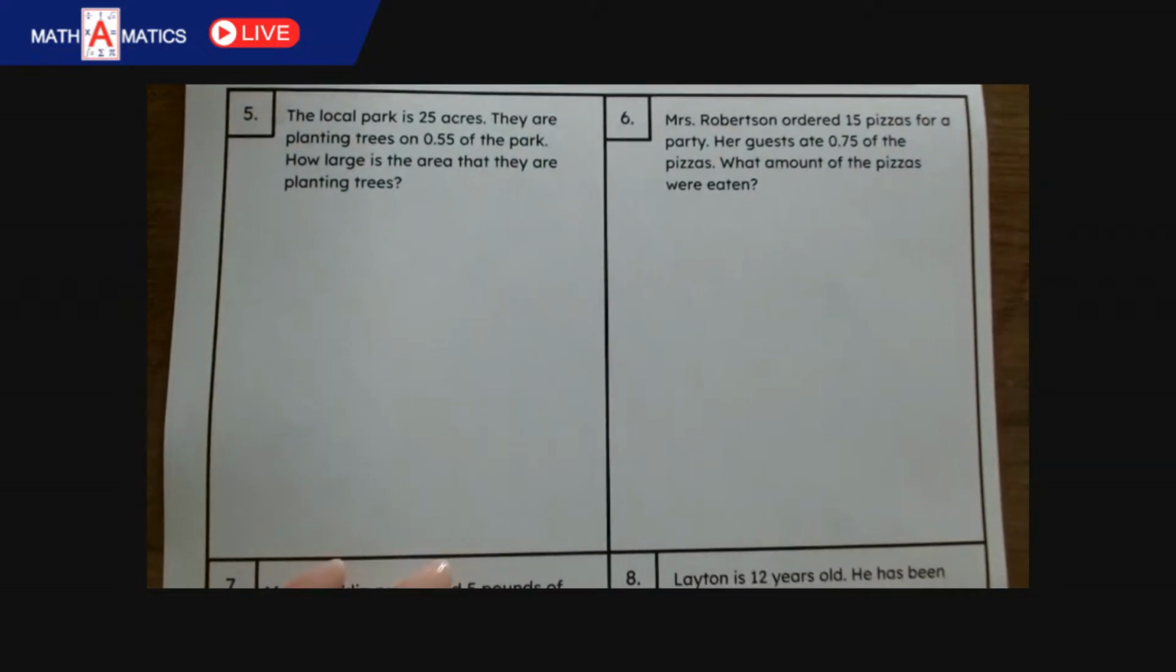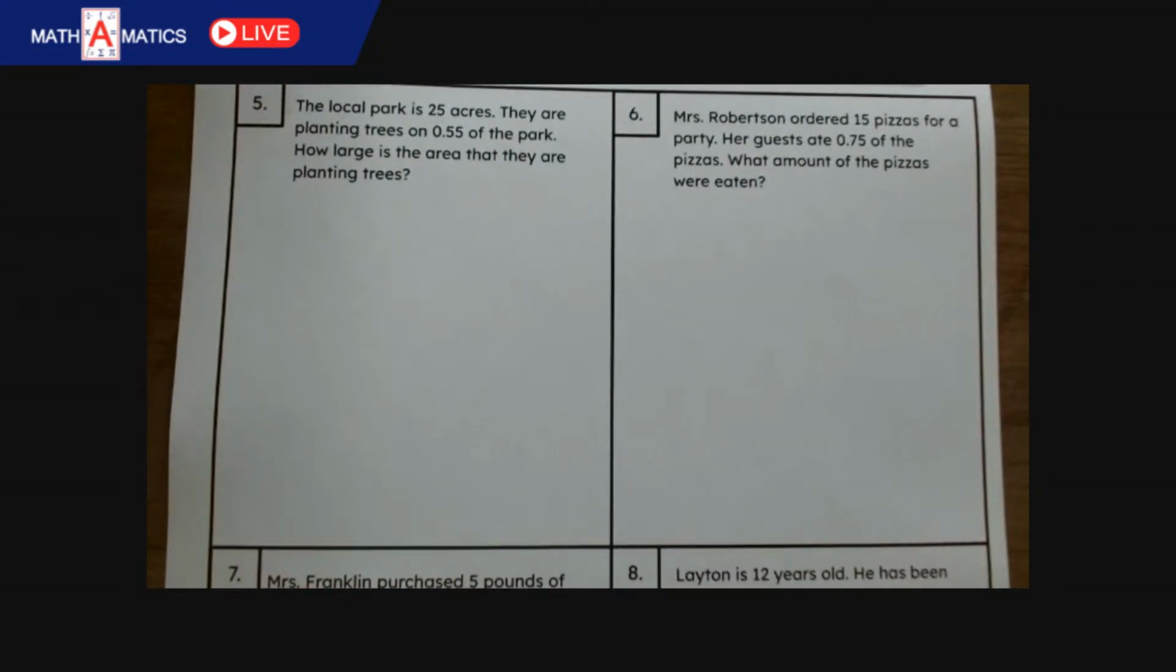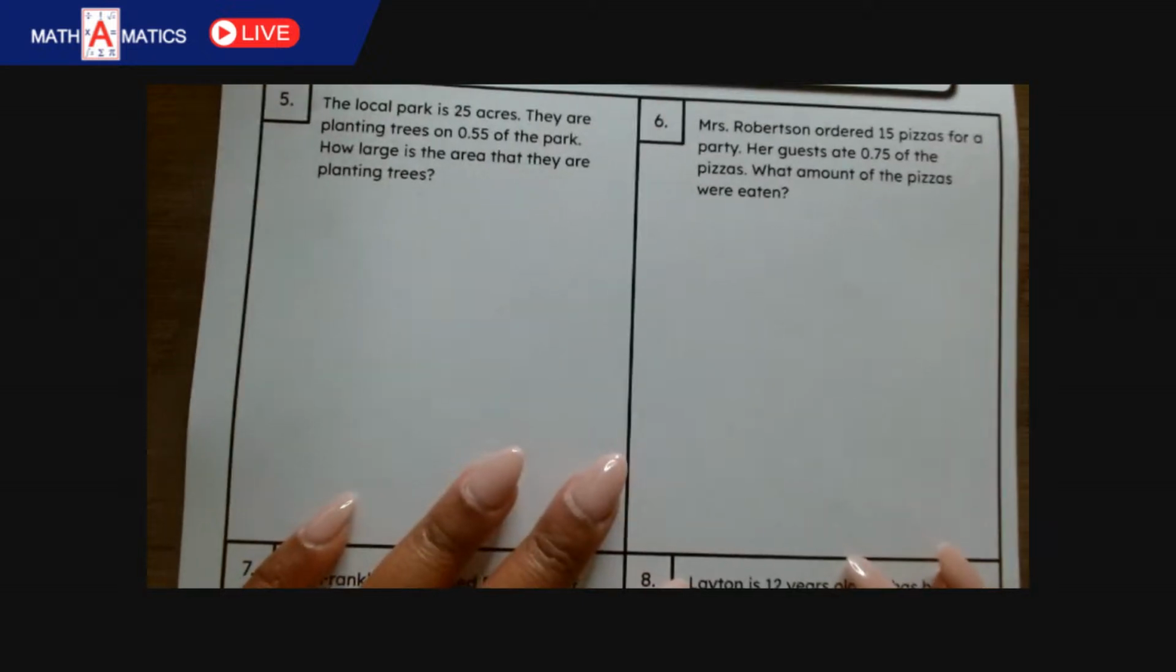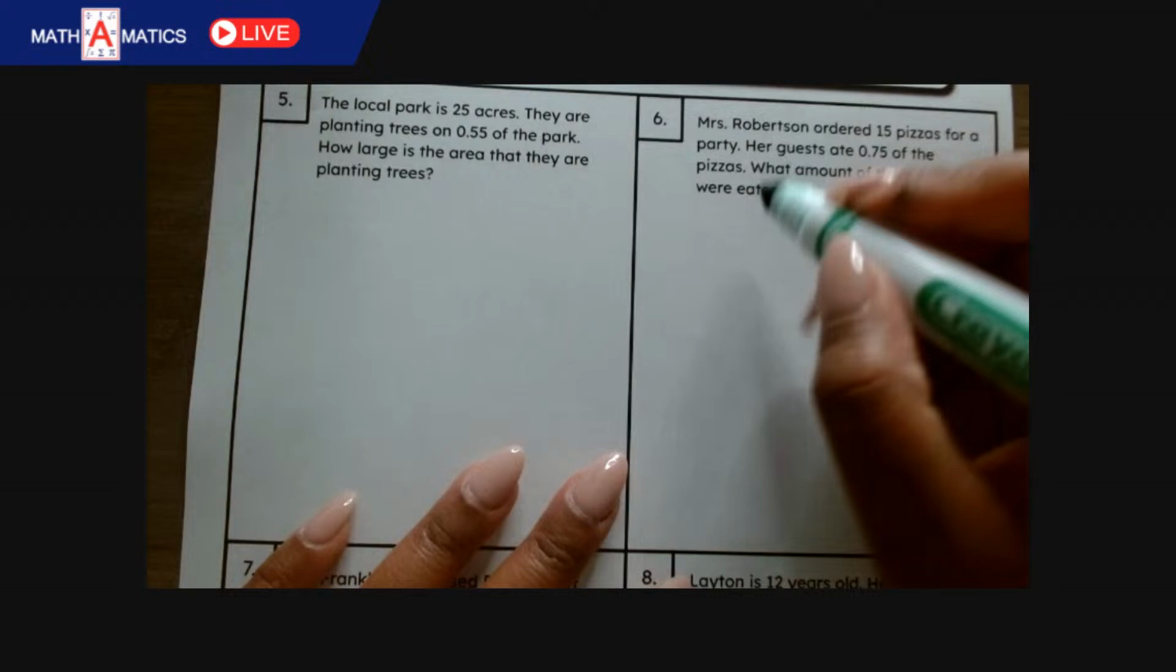Okay, I like this because it is a whole number times a decimal. Miss Robertson ordered 15 pizzas for a party. Her guest ate 0.75 of the pizzas, or we can say 75 hundredths of the pizzas. What amount of the pizzas were eaten? Alrighty, so we are going to multiply to figure out what amount was eaten of these pizzas.